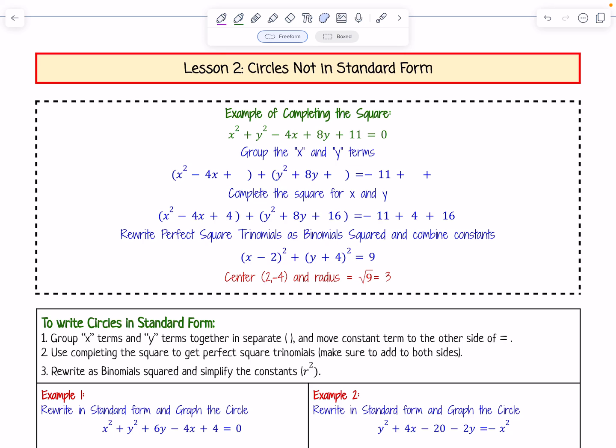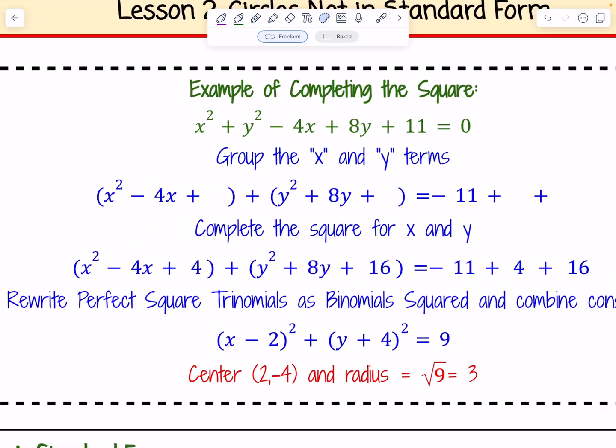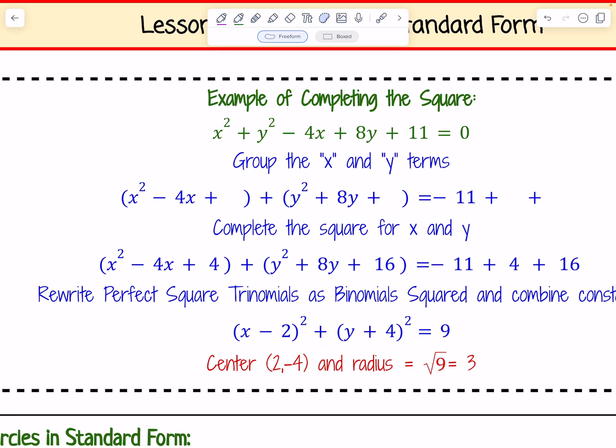In this video, we're going to take a look at circles that are not in standard form. So at the top, we have an example of how we complete the square to put the equation into standard form. We're given x squared plus y squared minus 4x plus 8y plus 11 equals 0.